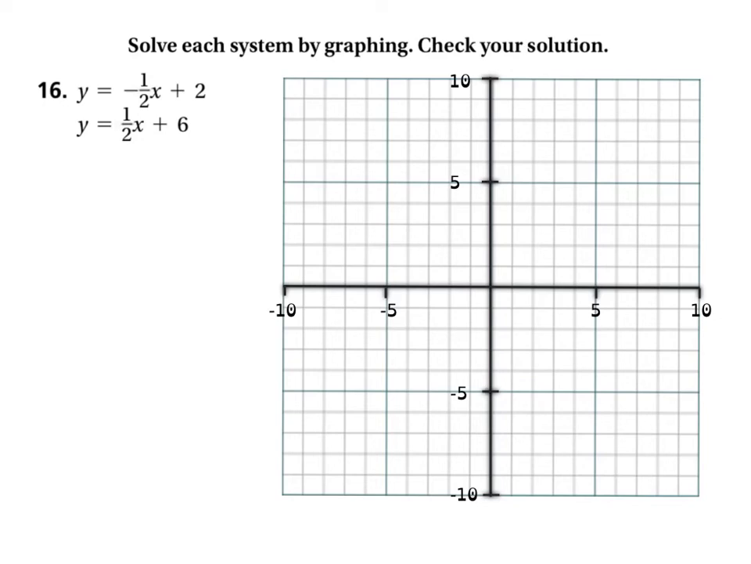Okay, so this says solve each system by graphing and check the solution. These equations are written in slope-intercept form, so this will be really easy for us to graph. We just mark the y-intercept of each one and then move whatever the slope says, and where they cross will be the solution. So let's see how we do here.